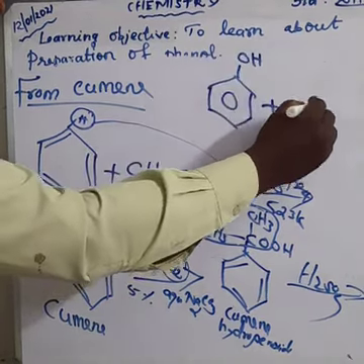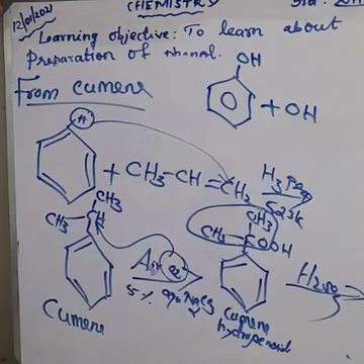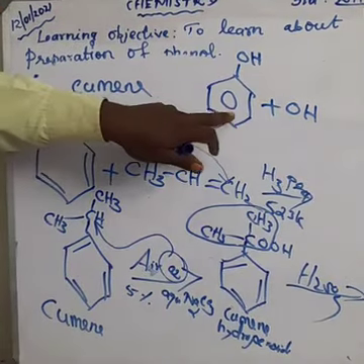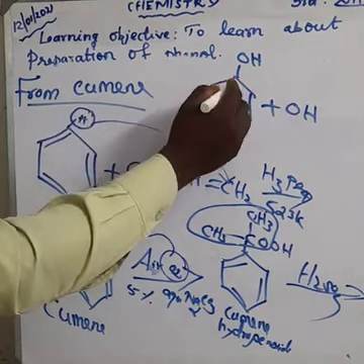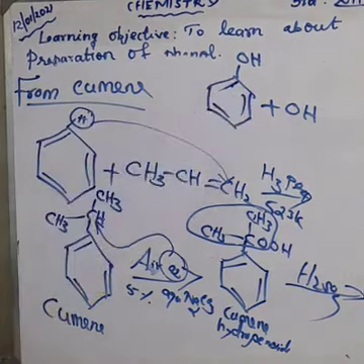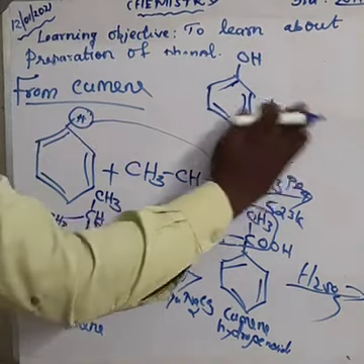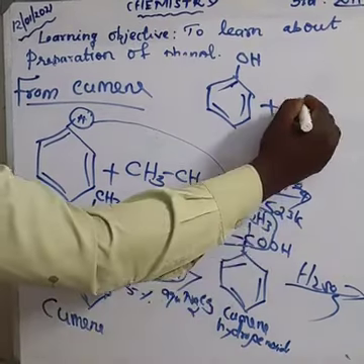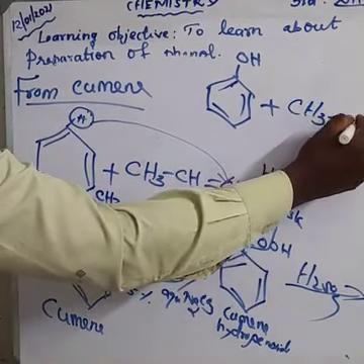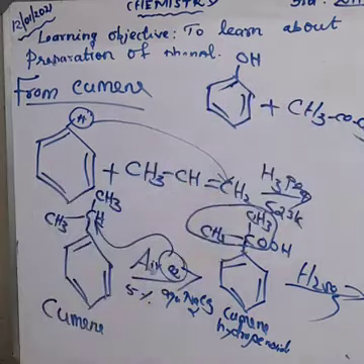Plus OH. Okay, clear? This is equivalent to the alternate double bond structure. Otherwise, we can use it like that; this is also correct. This is phenol, and acetone, CH3COCH3. Okay, CH3COCH3, acetone.